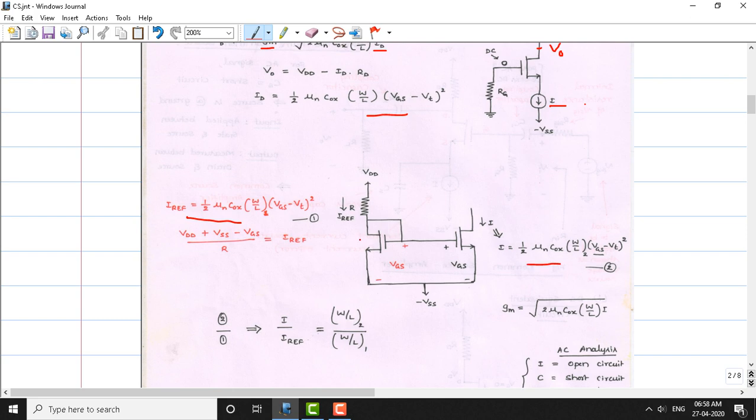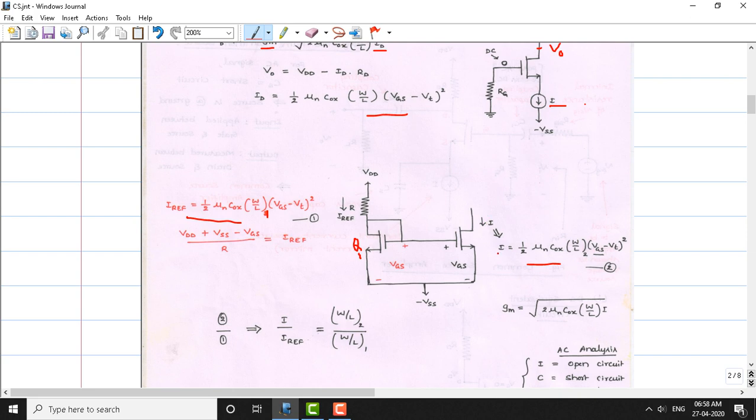We can make an observation here. Since this transistor we called Q1, the current flowing here is half of mu n into COX into W by L, with index 1 indicated here. That means the current flowing here is W by L sub 1 into VGS minus VT whole square. Whereas for the current flowing here, we have taken a different width by length ratio. This is W by L sub 2. This is the current flowing here.